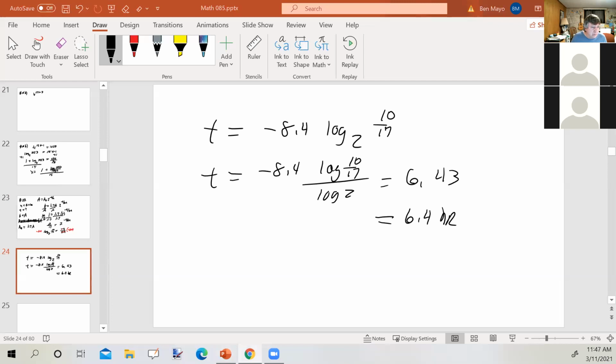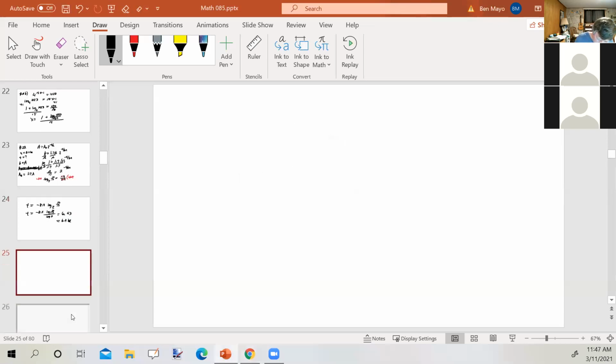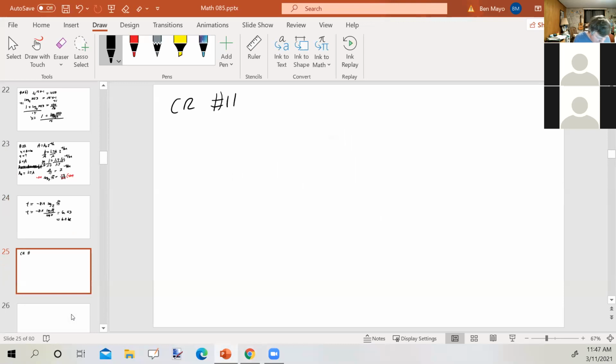now we're going to go to the chapter review, number 11 here. Okay, so this is the chapter review number 11. Says find the inverse. Oh, that was number 12. My bad. Yes, find the inverse of the function f of x equals 5 over x minus 1.